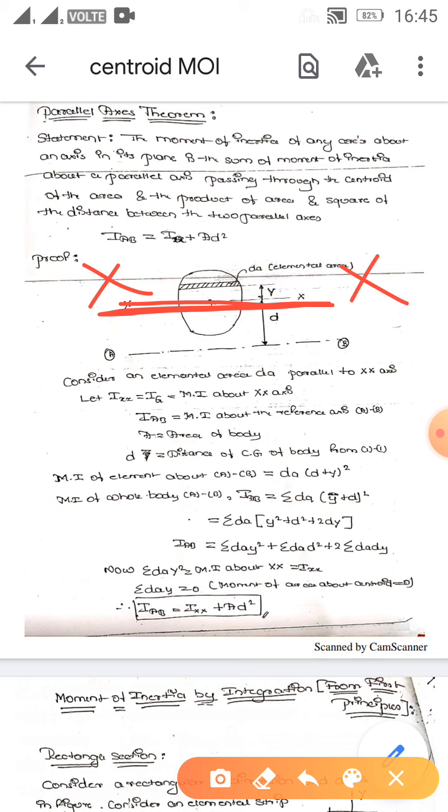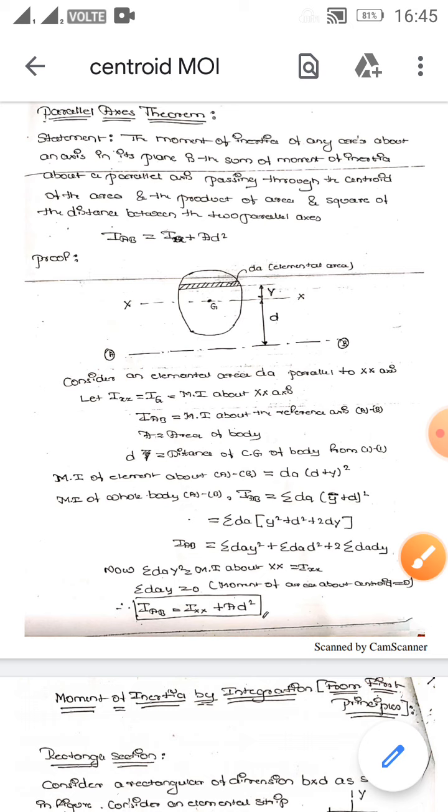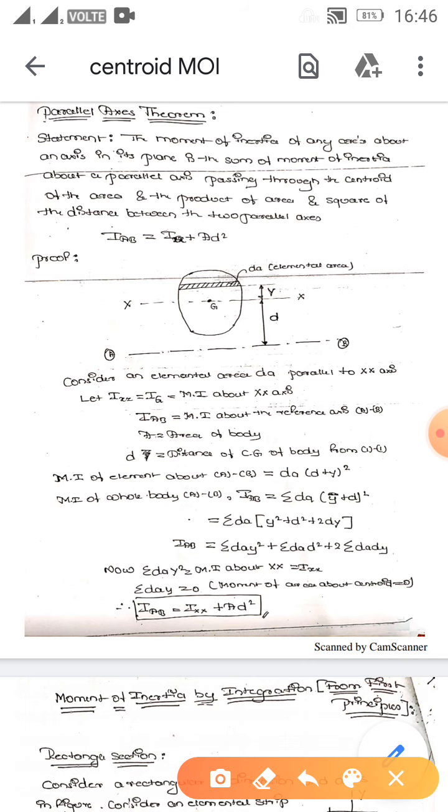We represent this Ixx as equal to Ig. The reason is that G is nothing but the centroid. So the XX axis which is passing from the centroid has been given as Ig, that is the moment of inertia about the XX axis. Then IAB is nothing but the moment of inertia about the reference axis AB. Capital A is given as the area of the body. Small d, just have a look here, is the distance between this axis XX and the bottom axis AB.